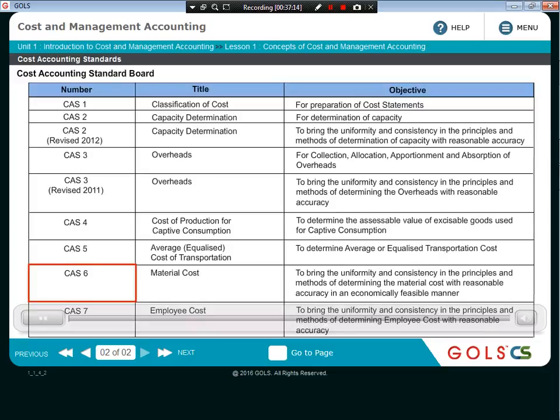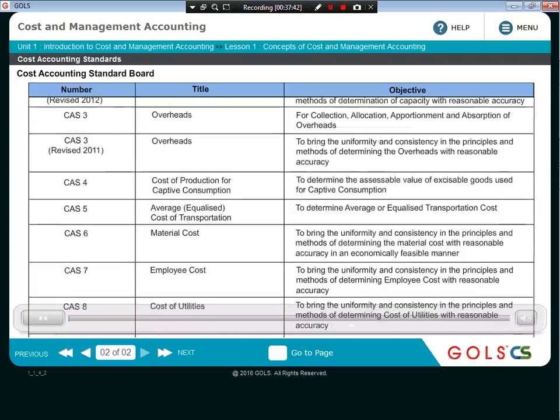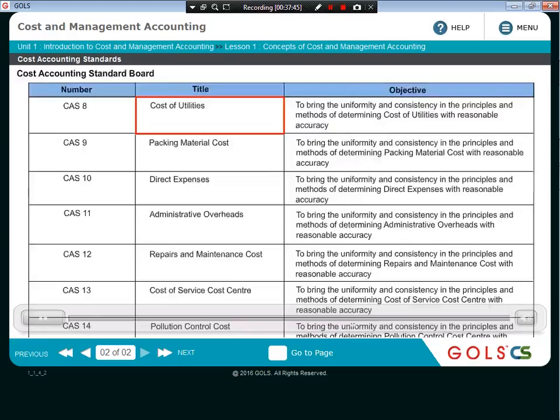Cost accounting standard 6 is in relation to the material cost. For cost accounting standard 6, the objective is the same, to bring uniformity and consistency in the principles and methods of determining the cost with reasonable accuracy. That is the main intention for formulating the cost accounting standards. Cost accounting standard 7 is in relation to the employee cost, cost accounting standard 8 is the cost of utilities, the different utilities which have been utilized in manufacturing or providing services. Cost accounting standard 9 is in relation to packing material cost.